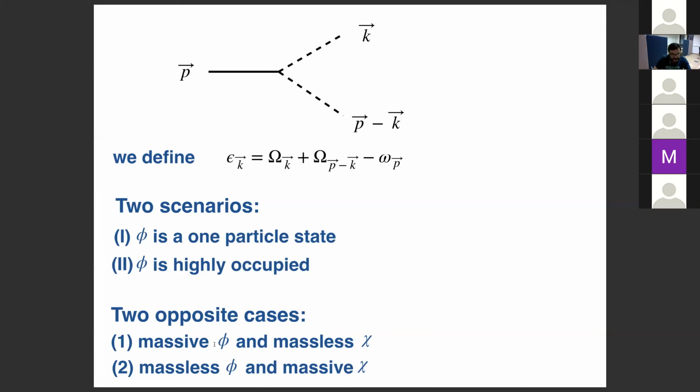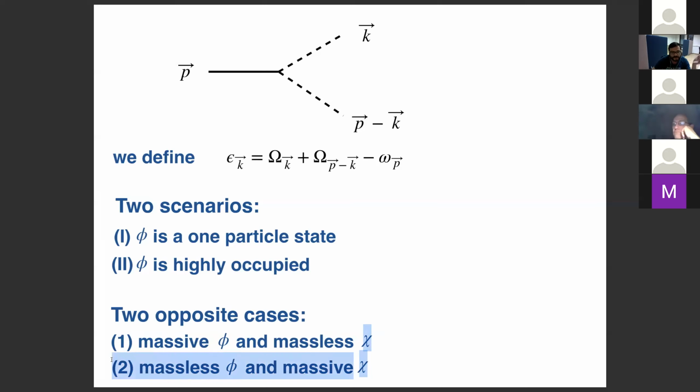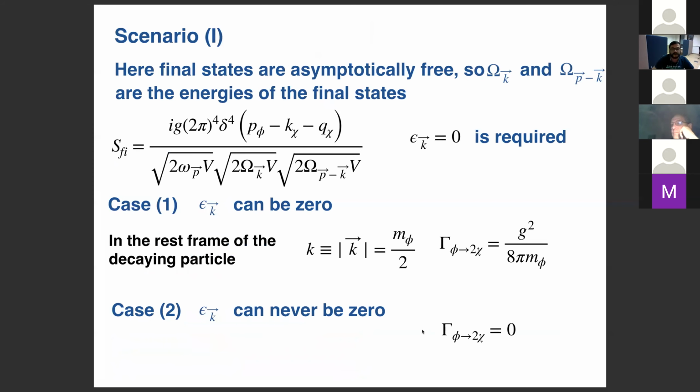The first case is, of course, discussed in the literature. It is known, and everybody knows that it happens because phi is massive and it can decay into massless particles, right? But the second one, as far as I know, has not been discussed. I hope it has not been discussed. And this is the new stuff. Let's say, in scenario 1, when the initial state is a 1-particle state.